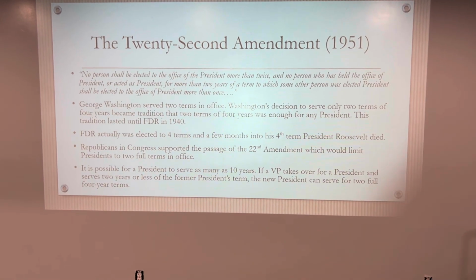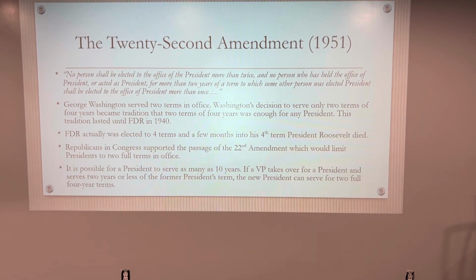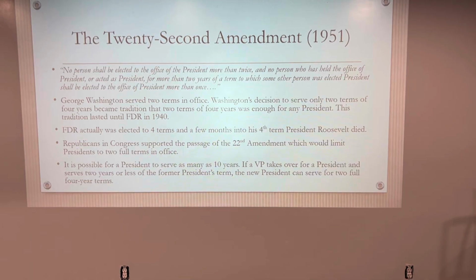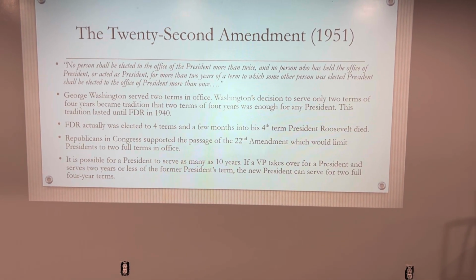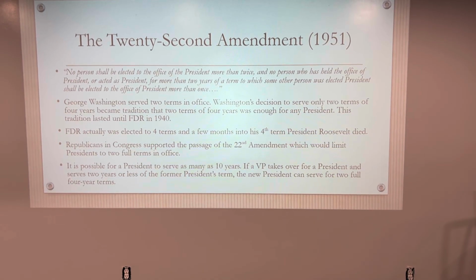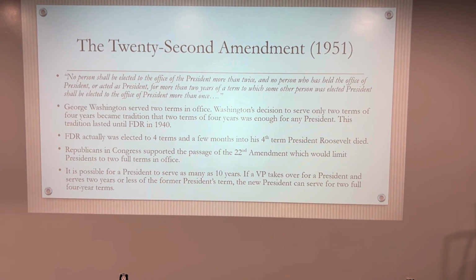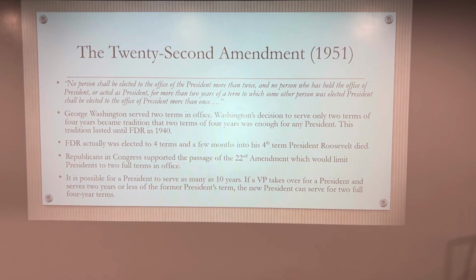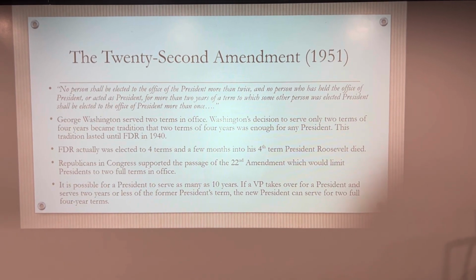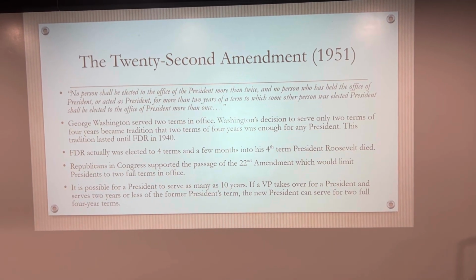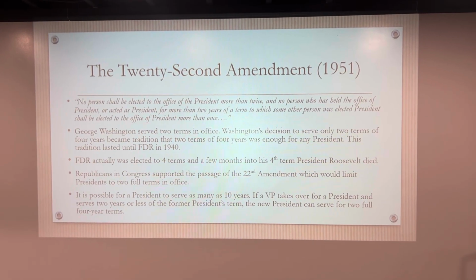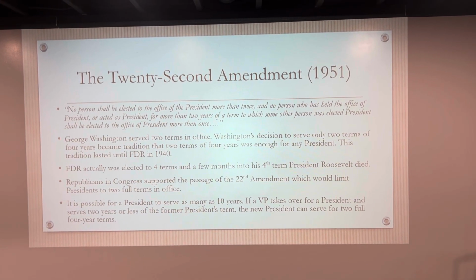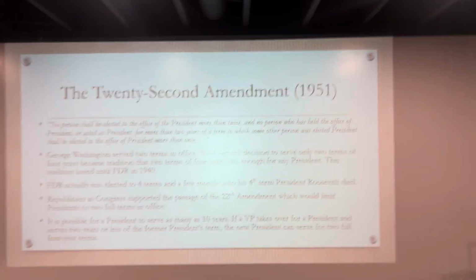FDR was elected to 4 terms, and a few months into his 4th term, President Roosevelt died. Republicans in Congress supported the passage of the 22nd Amendment, which would limit presidents to 2 full terms of office. It is possible for a president to serve as many as 10 years if a vice president takes over for the president and serves 2 years or less of the former president's term. The new president can serve for 2 full 4-year terms.